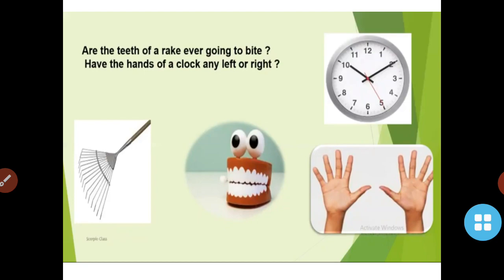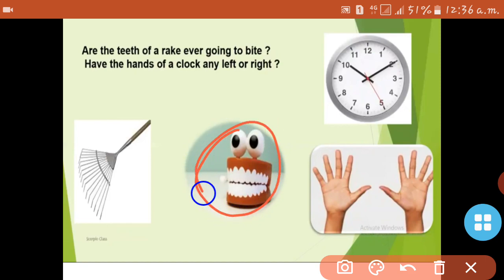In this line: are the teeth of a rake ever going to bite? Have the hands of a clock any left or right? The teeth of the rake, here the rake is given. It is a non-living thing. Can you imagine that it is going to bite us? No, because it is a non-living thing. It is not going to bite us.